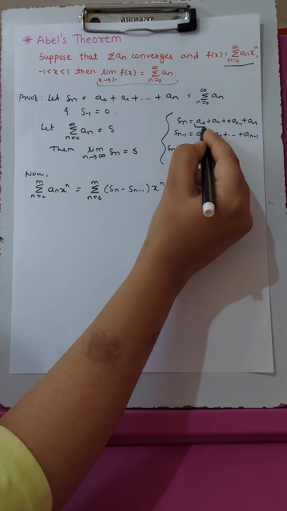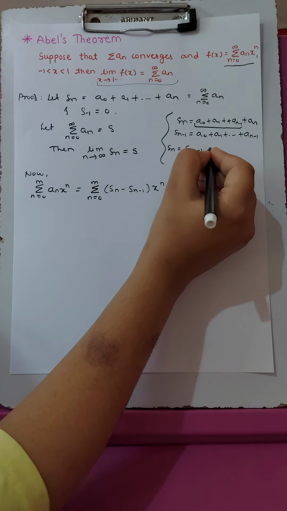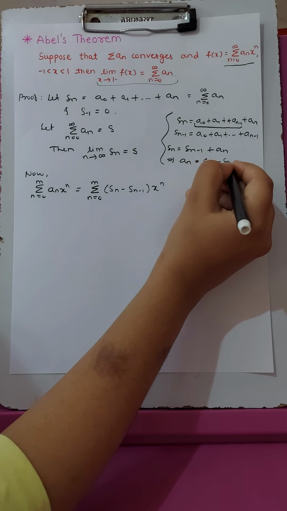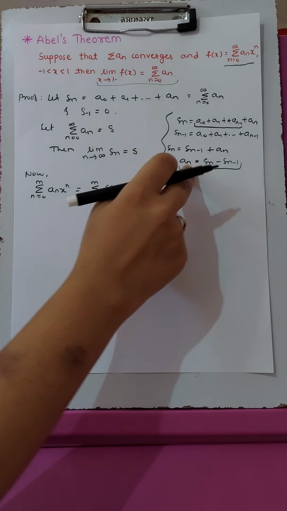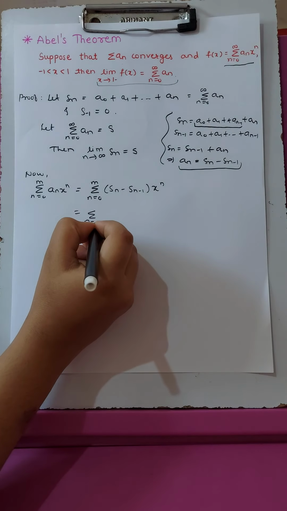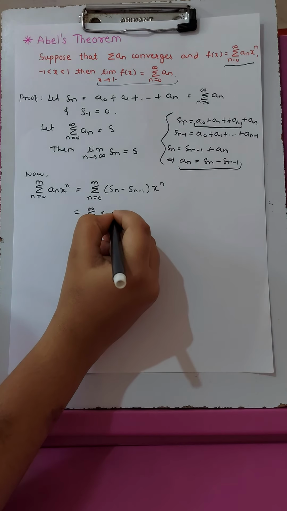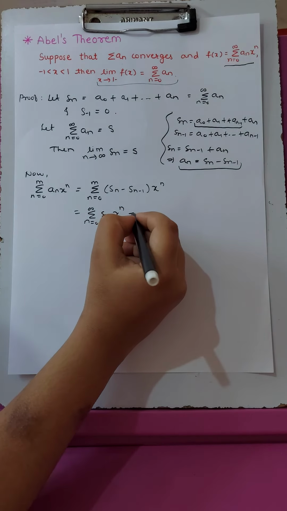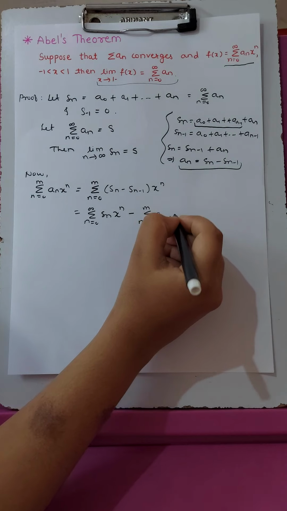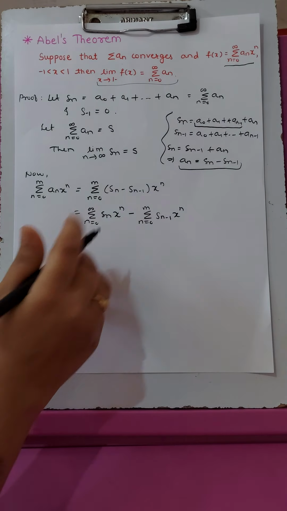So this a0 plus a1 up to an minus 1 can be written as Sn minus 1 and this an as it is. So from this we can say that an is equal to Sn minus Sn minus 1. So using this in this term, further we get summation n from 0 to m, we will distribute it. So this becomes summation Sn x to the power n minus summation n from 0 to m Sn minus 1 x to the power n.